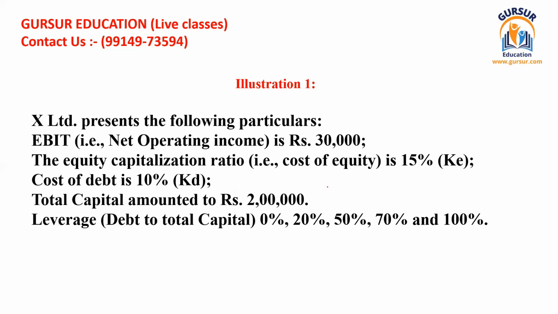Total capital required is 2 lakh, and there are 5 options available to you. This is the level of leverage, the level of using debt: 0%, 20%, 50%, 70%, or 100%. You can use 0% debt, 20% debt, 50% debt, 70% debt, or 100% debt.